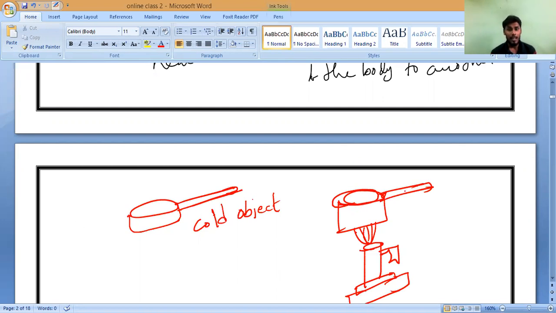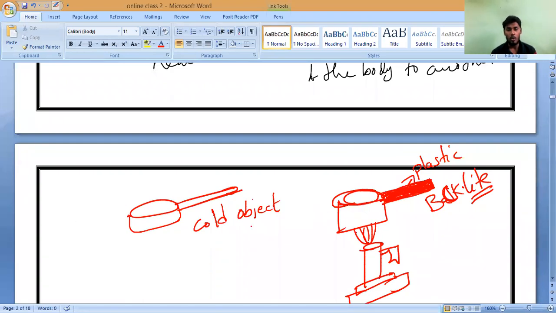But the handle which you are holding will never become hot because it is made of plastic, Bakelite. Bakelite is a non-conductor, an insulator, so the heat does not pass through. Do you understand? Now observe here, if I keep it on the gas stove, then what is happening?